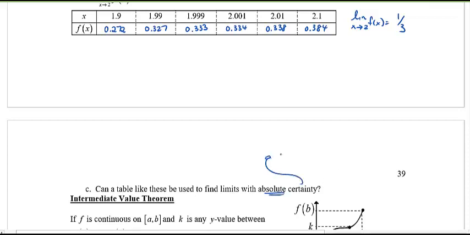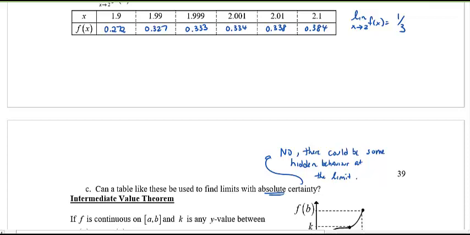So can a table like these be used to find limits with absolute certainty? The answer is no. And I say there could be some hidden behavior at the limit. Okay? All right. One more topic for this unit, and then we're done.